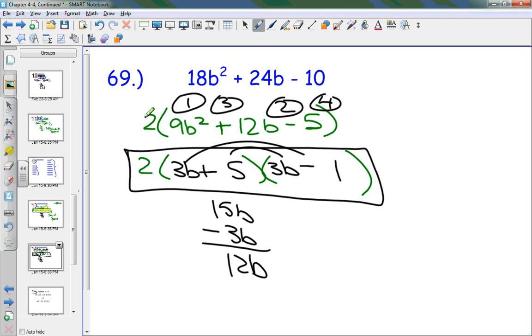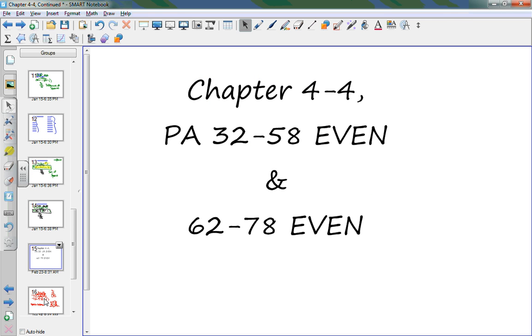Tonight's homework. We ready for it? You should have copied it down at the beginning of the period, yes, but I don't know if everybody did. 32 through 58 even and 62 through 78 even, out of your textbook. Okay?